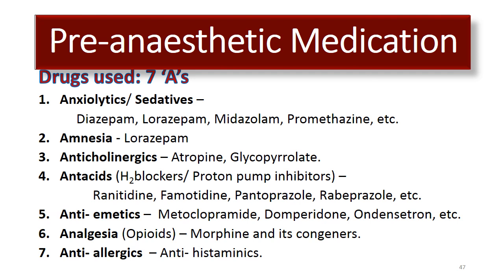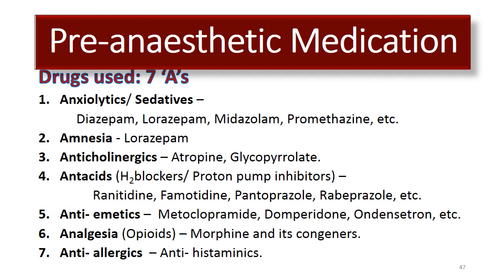To produce anxiolytic effect or sedation, we are using diazepam, lorazepam, midazolam, or promethazine. To produce amnesia, we are using lorazepam. Third one is for anticholinergic action, we can use atropine or glycopyrrolate. Fourth one is antacid, H2 blockers or proton pump inhibitors like ranitidine, famotidine, pantoprazole, rabeprazole. Fifth one is for antiemetic action, metoclopramide, domperidone or ondansetron.